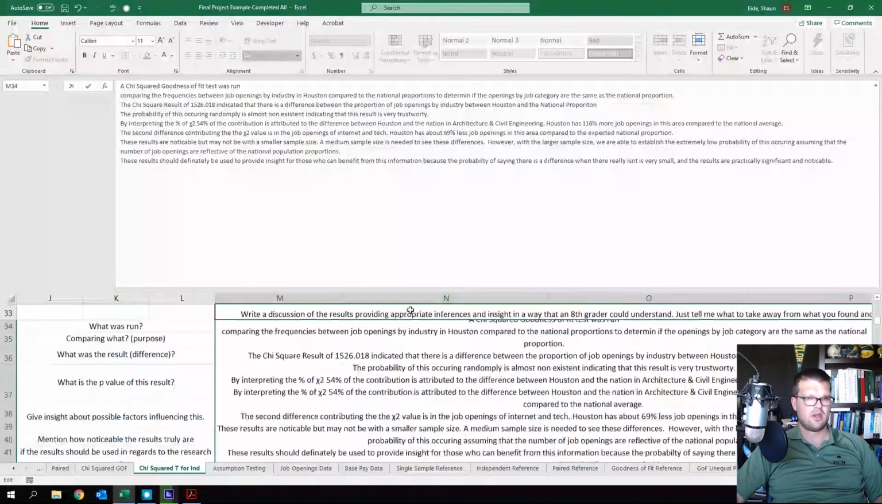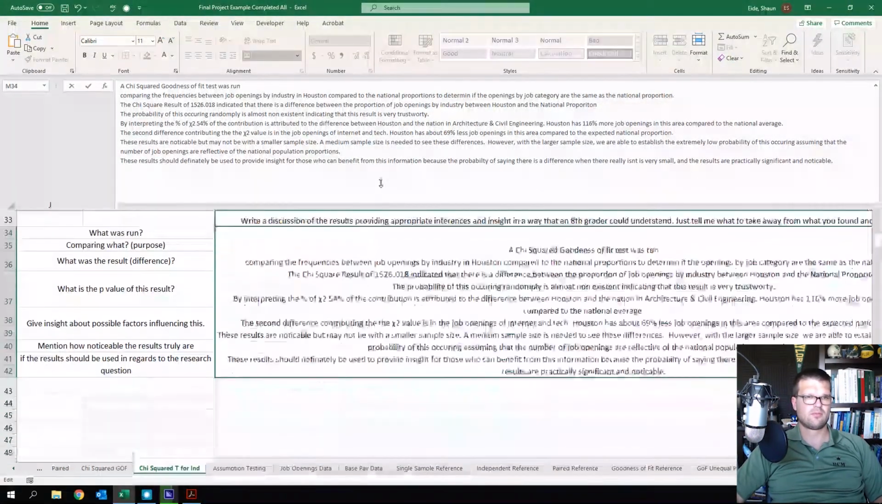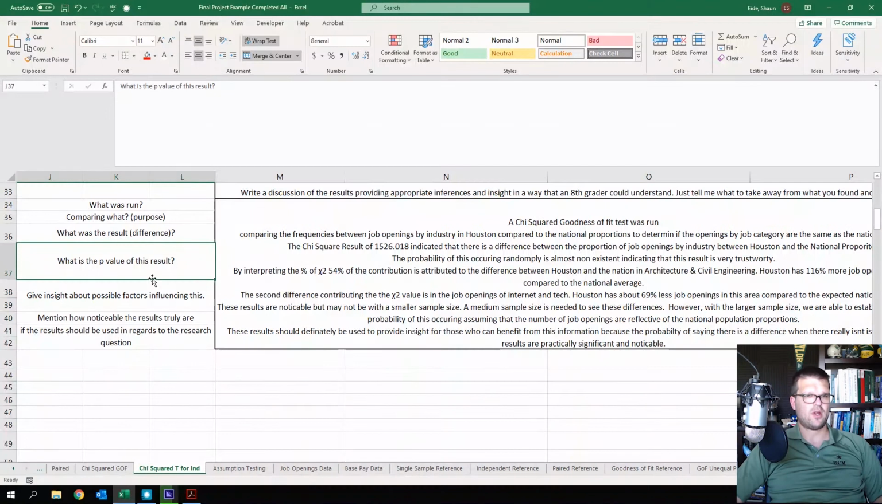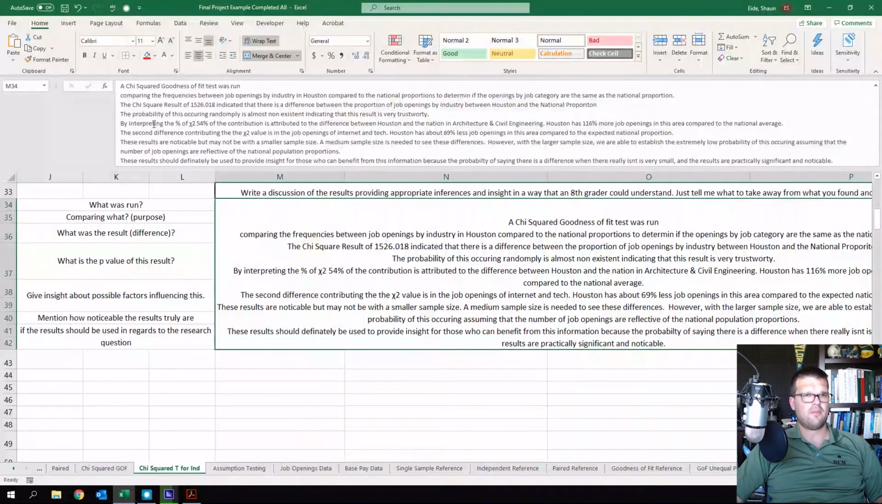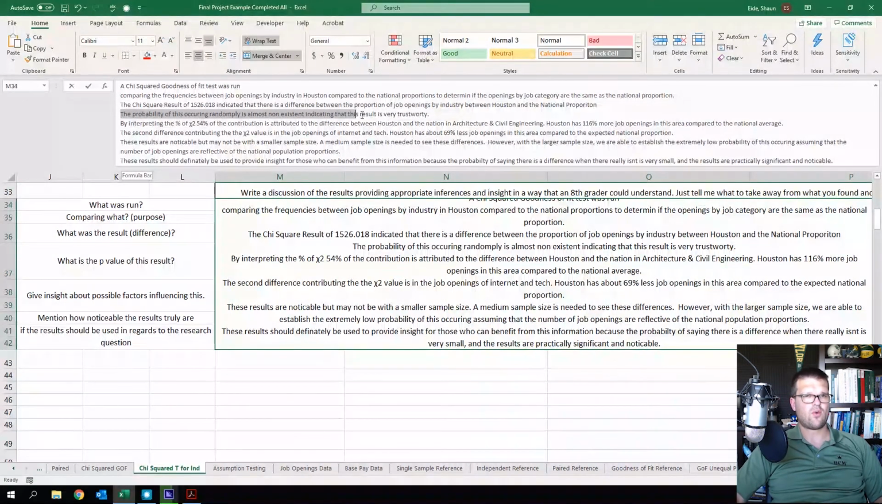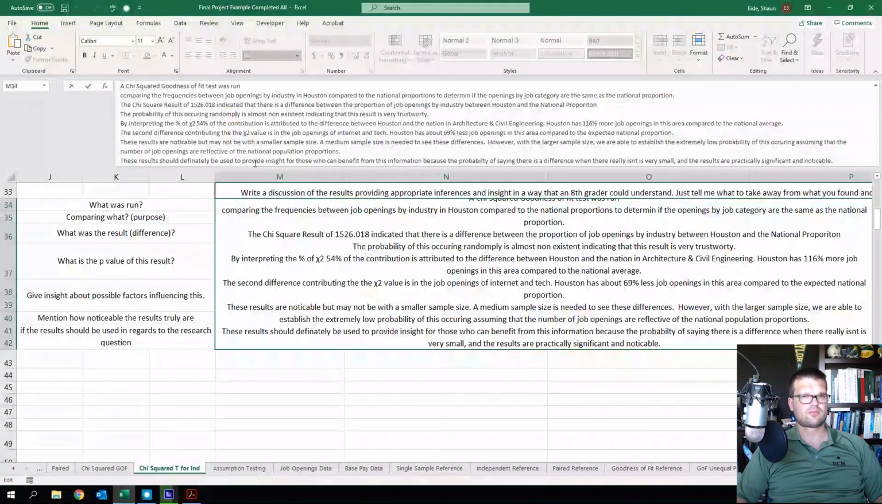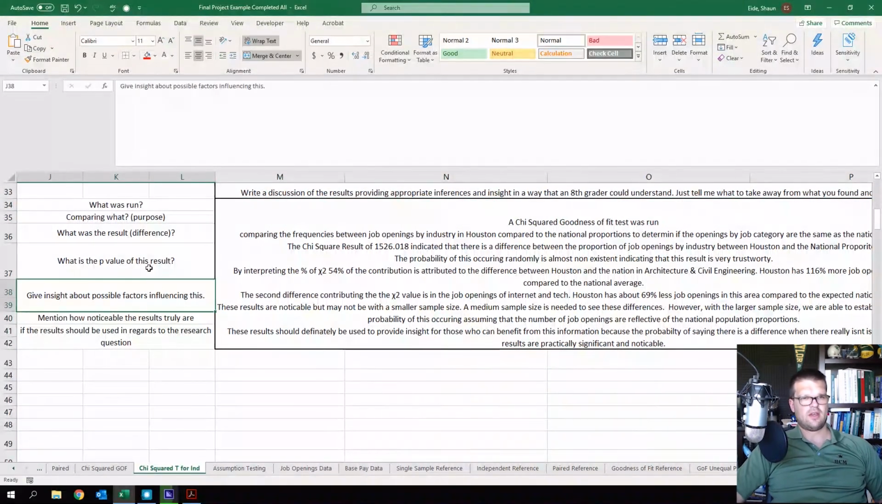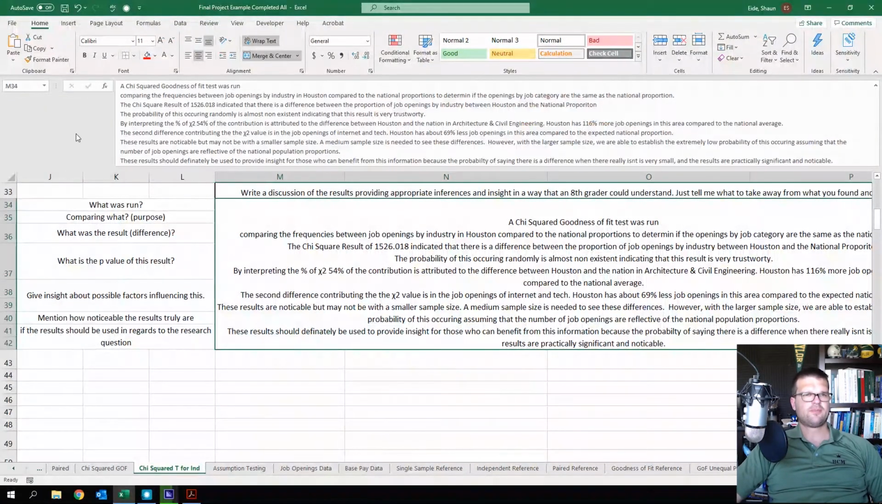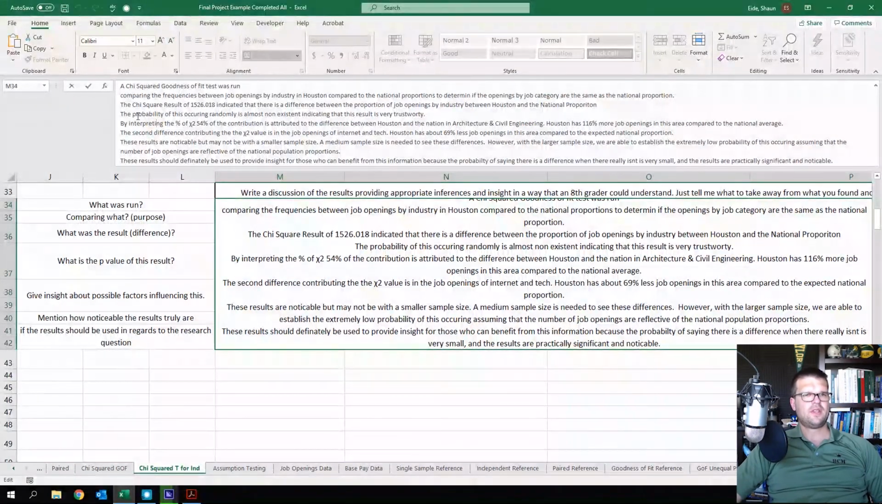Okay, next. What is the p-value? The p-value, the probability of this occurring randomly, is almost non-existent, indicating the results are very trustworthy. And then, which we got from a p-value of 0. They can give insight about the possible factors influencing this.